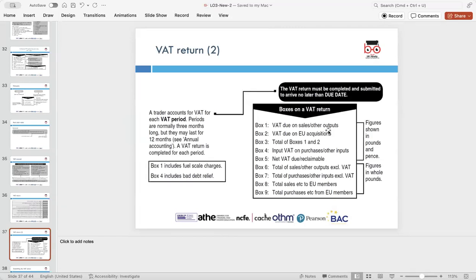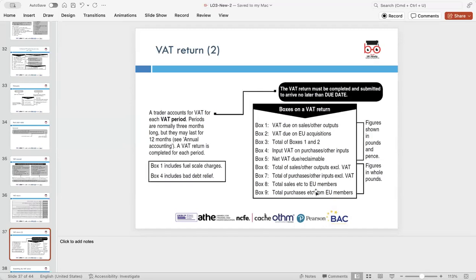Box 6, total sales and other outputs excluding VAT, are reported in this box. Box 7, similarly, the total of purchases and other inputs excluding VAT is reported here. Box 8 and box 9 capture the total sales to and purchases from other EU member states.